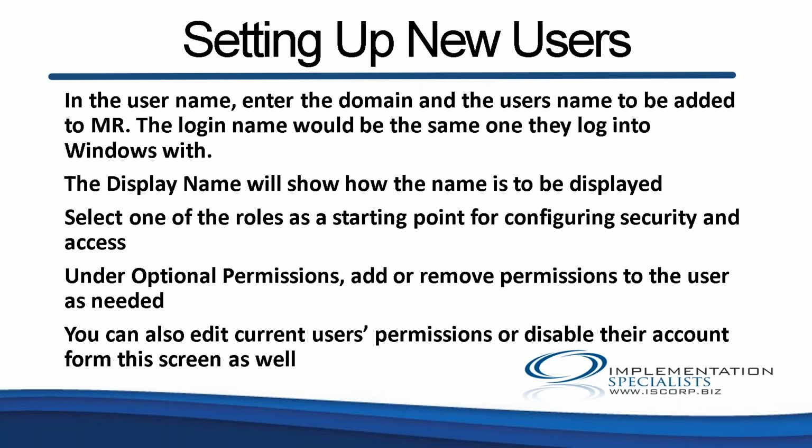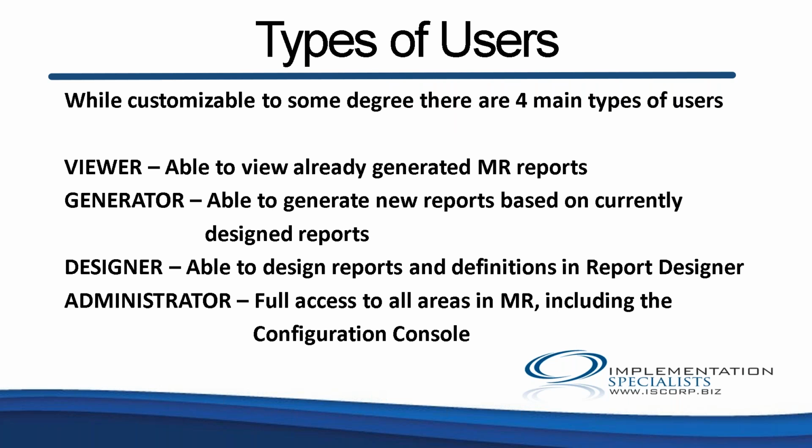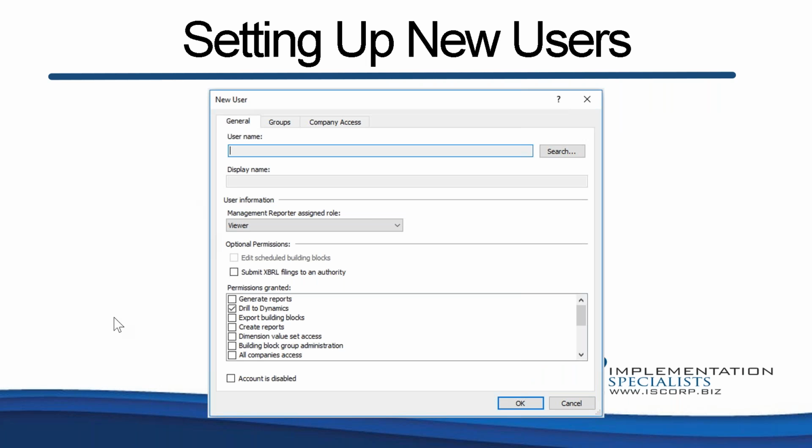Under optional permissions, you can remove or add additional permissions as needed. You can also edit permissions of current users or disable accounts completely from that window as well. We'll hop back here. So you see the optional permissions, such as edit scheduled building blocks if you use those, or XBRL filings to an authority. And then down here, the permissions granted, and we'll cover the roles next.